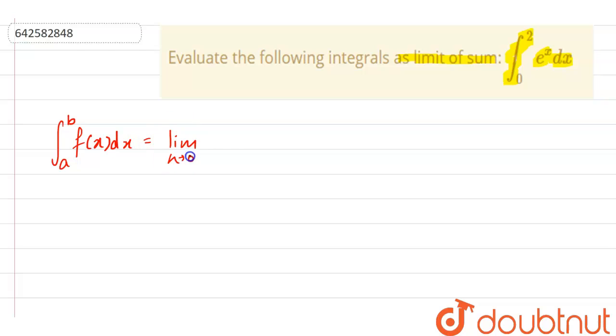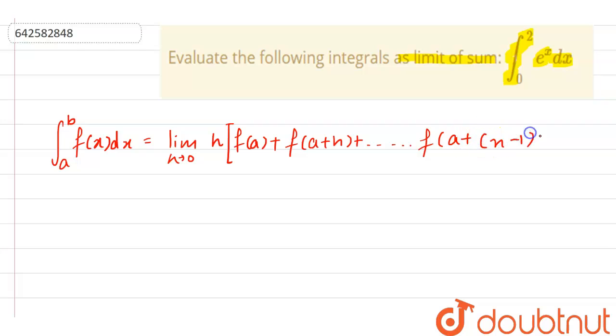Now we know that the integration of f of x dx from a to b is equal to the limit h tends to 0 of h times f of a plus f of a plus h plus up to f of a plus n minus 1 into h, where h is b minus a by n.